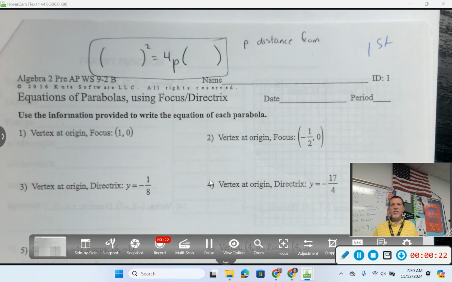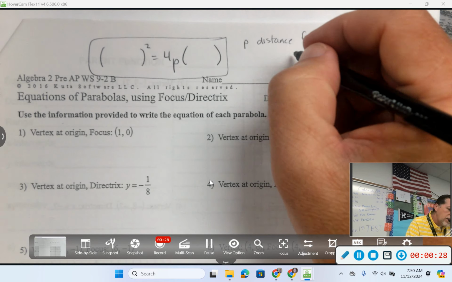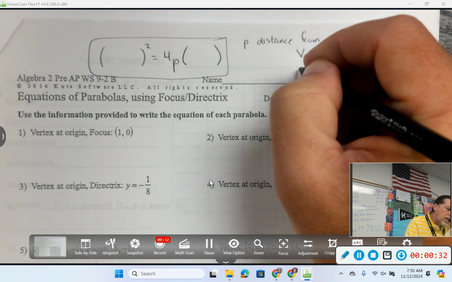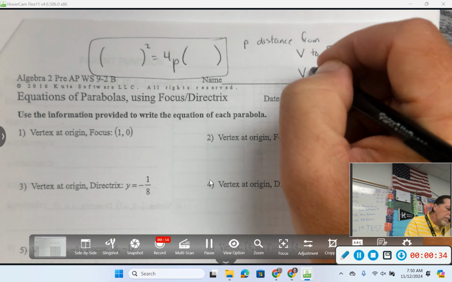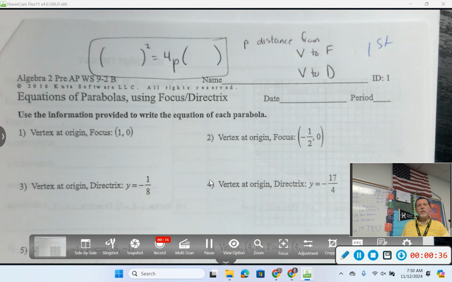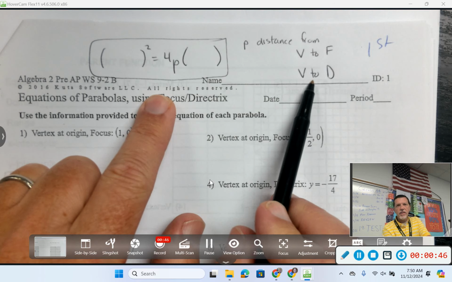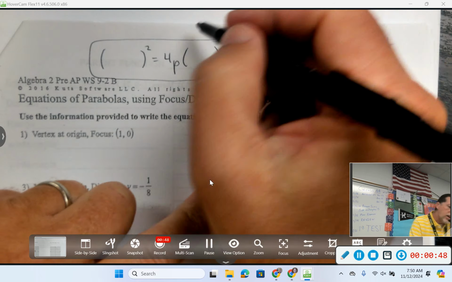P is the distance from what to what? There's two answers to that. Focus to the vertex and then directrix to the vertex. I'm going to phrase that a little bit differently, but you're right. Vertex to focus, vertex to directrix. That's what P is. So yesterday we gave you this equation. You figured out P, and then you did the distance. That was yesterday.